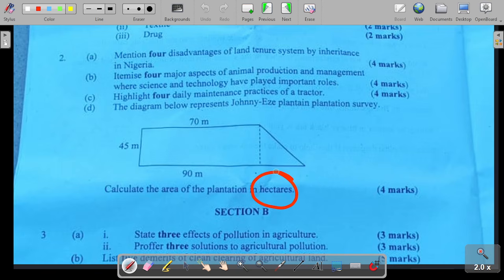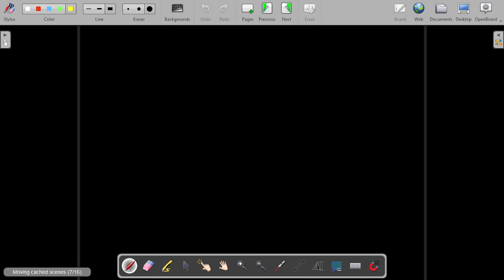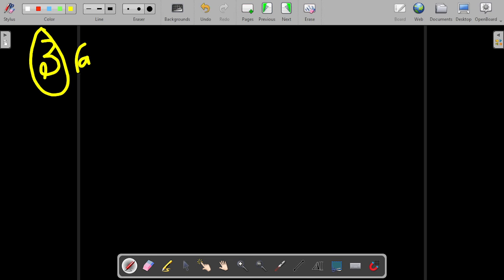Let's look at question 3. Question 3 says state 3 effects of pollution in agriculture. Pollution can be land, air, or water. Any one can be pollution. So we are answering 3A, and then we answer 4.